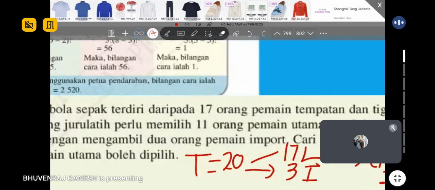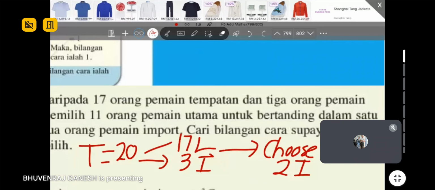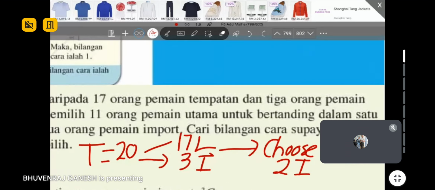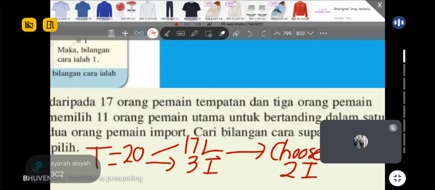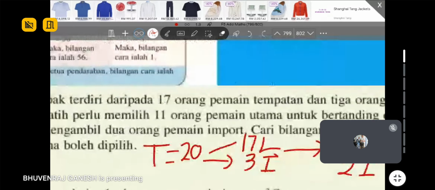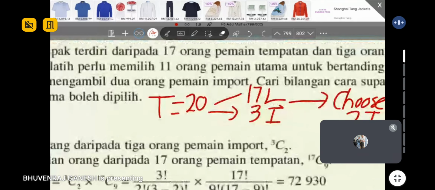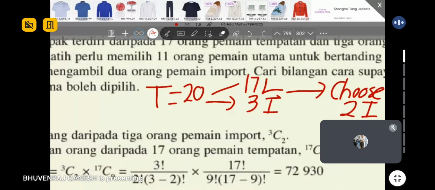So how do we do this, guys? What is the equation we can think of? Anyone can give your answers? What is the total number of ways? If better, you write out your equation for me, so that it's easier to check. Kamu tulis persamaan yang kamu guna. 3C2, itu sahaja ke? 3C2 and 17C9. Okay, let's check and see.